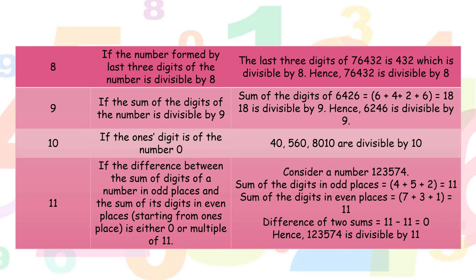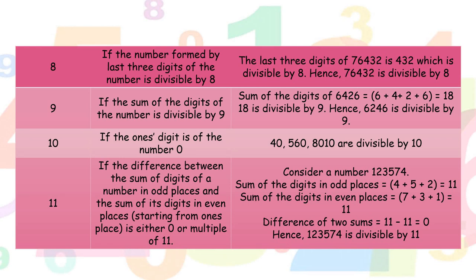Okay, for 9 it is the same as the divisibility test of 3. If the sum of digits is divisible by 9. So the sum of digits of 6426 is 18, and 18 is divisible by 9, hence it is divisible by 9. Now for 10 it is also very easy. If the ones place digit is 0, then it is divisible by 10.